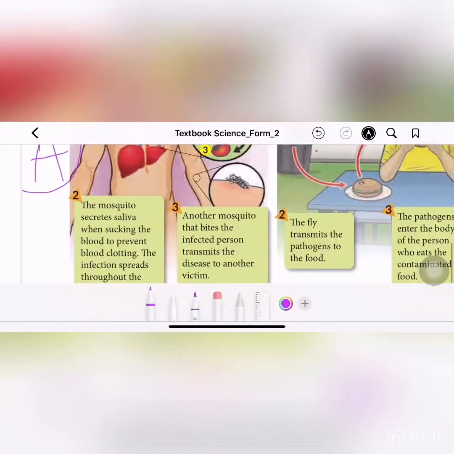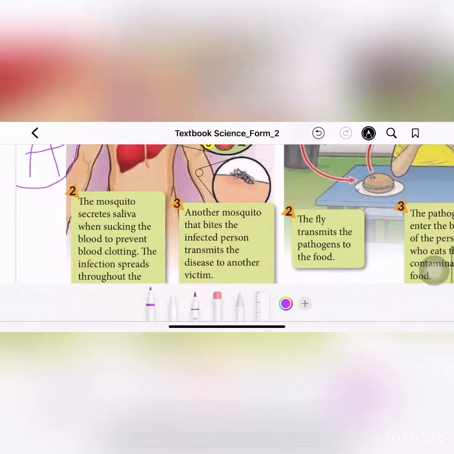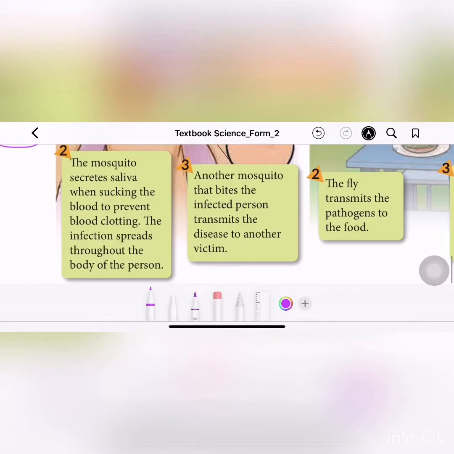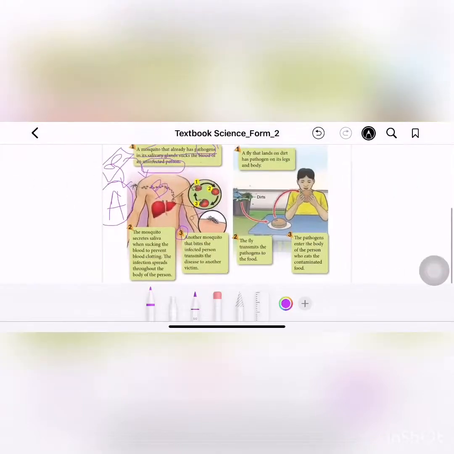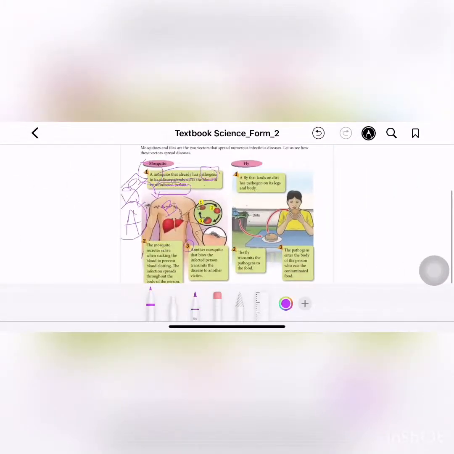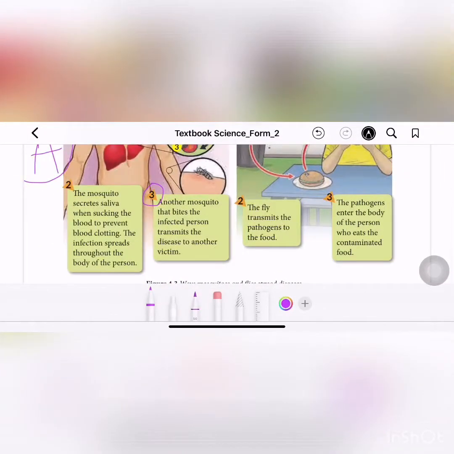Then next, this Aedes mosquito will secrete saliva when sucking the blood to prevent blood clotting. The infection spreads throughout the body of the person. This one you can actually skip. Okay, if you want to answer the question in summative practice 4, question 2C, you can write number 1 and number 3 directly. Okay, because for number 2 is just elaboration.